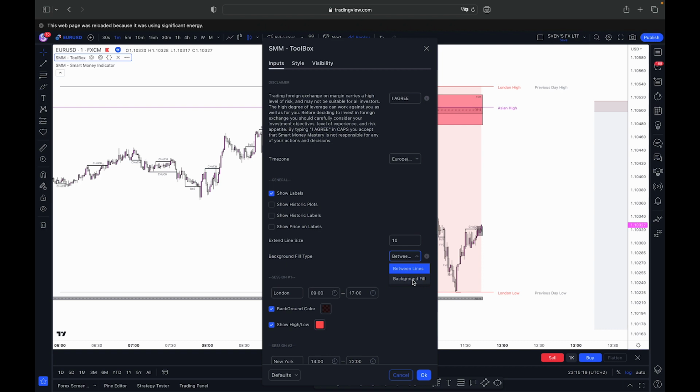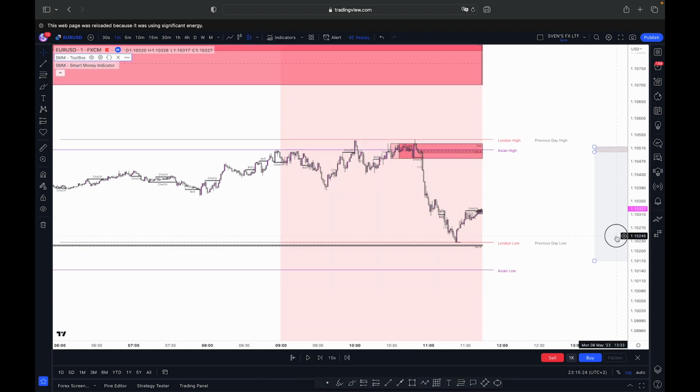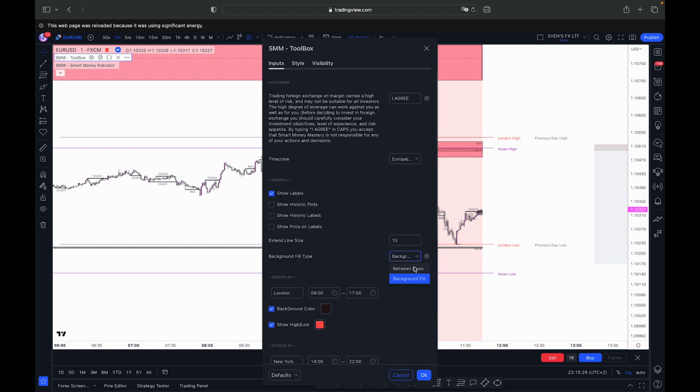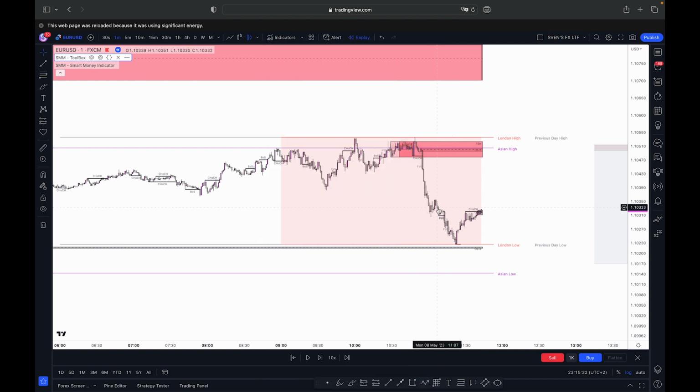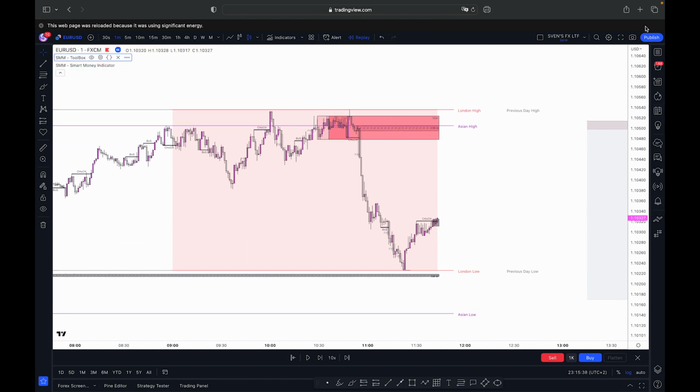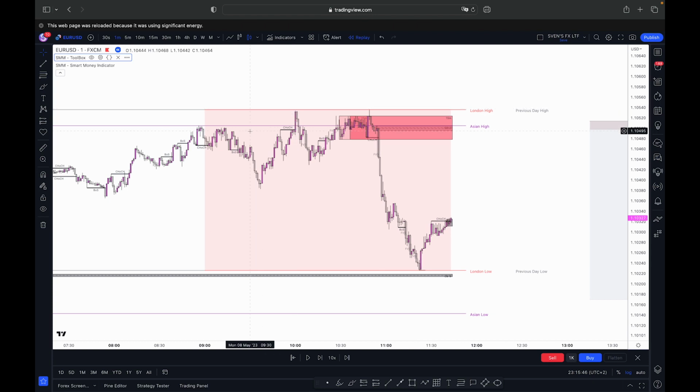If I choose to use background fill, it will just fill the background like it normally did. But if I choose to let it be filled in between the lines, then it gives a way more clear look on which session you're actually in. Also, I will show you guys a quick example afterwards of how I'm using the toolbox indicator combined with the smart money indicator. So yeah, let's get to the trade.